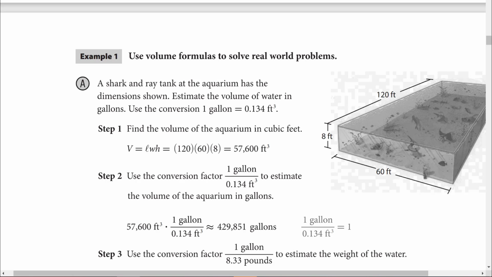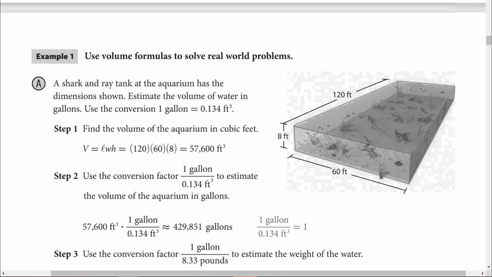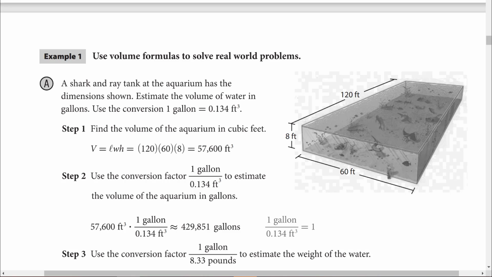All right, let's take a look here. So example 1, we've got this real world problem. We've got an aquarium, and they want us to estimate the volume of water in gallons. And they've given us a conversion. So before we can do anything with gallons, if we look at our picture, all the measurements are in feet. So let's just find our volume in cubic feet.